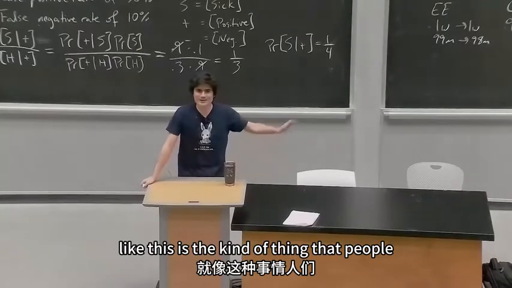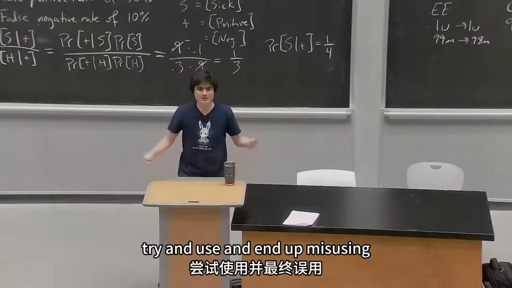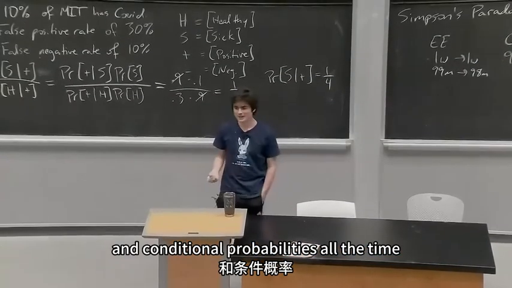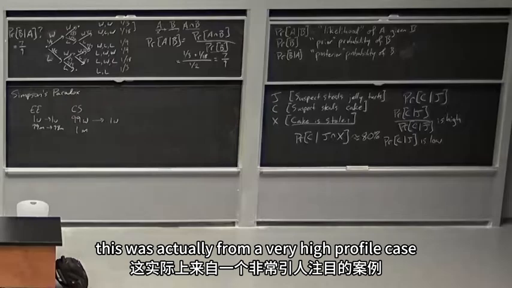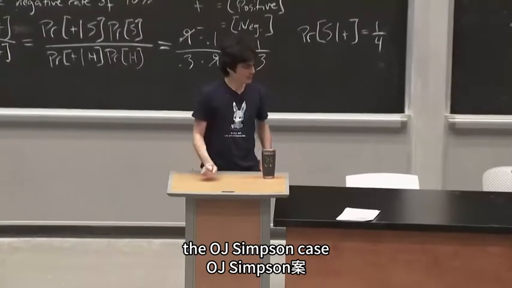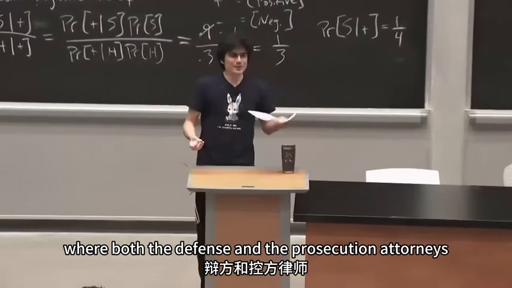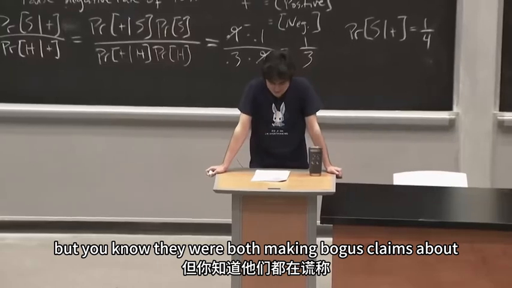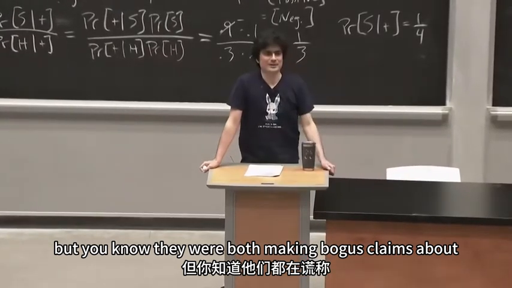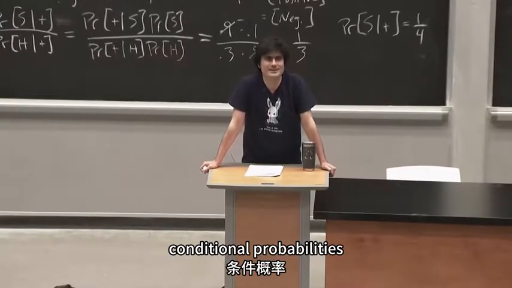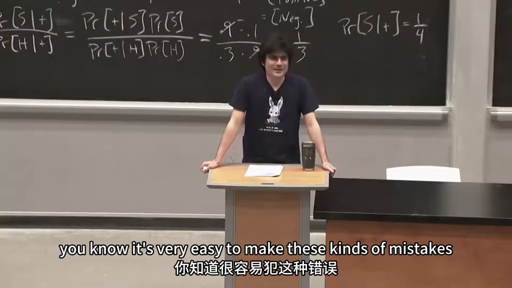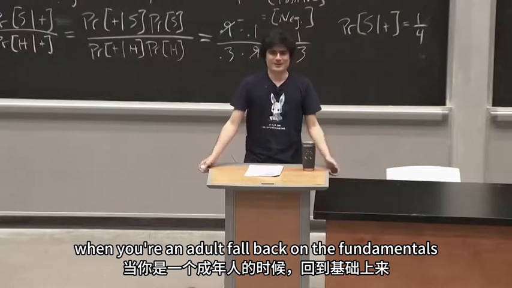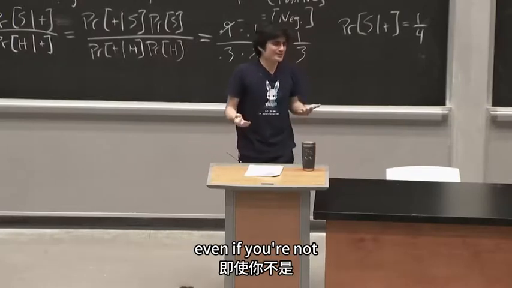This is the kind of thing that people try to use and end up misusing probabilities and conditional probabilities all the time. This was actually from a very high-profile case, the O.J. Simpson case, where both the defense and the prosecution attorneys, who are supposed to be experts, were both making bogus claims about conditional probabilities. It's very easy to make these kinds of mistakes, so fall back on fundamentals. When you're in doubt, fall back on the fundamentals. Even if you're not, it's probably a good idea anyway.